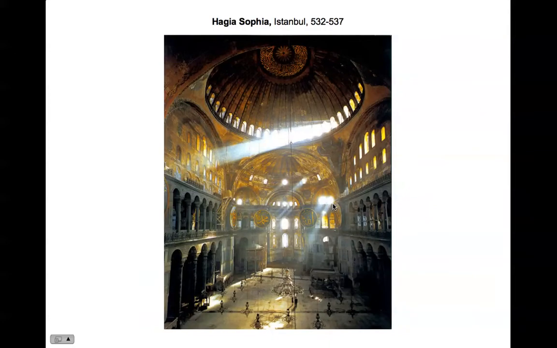So here is the interior. It's a massive building, and it's an obvious display of power, following the assumption, of course, that the bigger your building, the more powerful you appear. So Emperor Justinian created the biggest building he could.